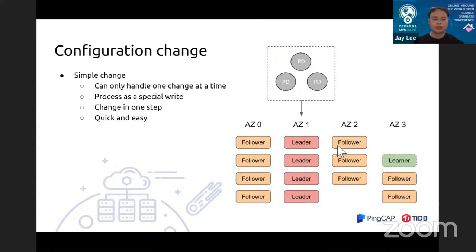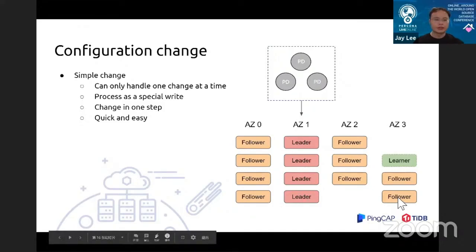PD finds that a follower in AC2 is overloaded, so it decides to move the follower from AC2 to AC3. It will first ask leader to add a learner in AC3. After leader has replicated enough logs to the learner, it will ask leader to promote it into follower. At this time, there are 4 replicas in the region. And finally, PD will ask the leader to remove the replica from AC2. In this step, the configuration is changed from AC0, AC1, AC2 to AC0, AC1, and AC3. The replica in AC2 is moved to AC3 successfully.